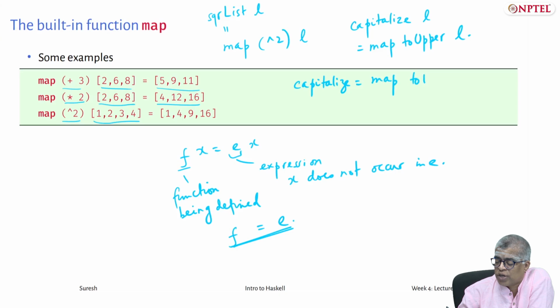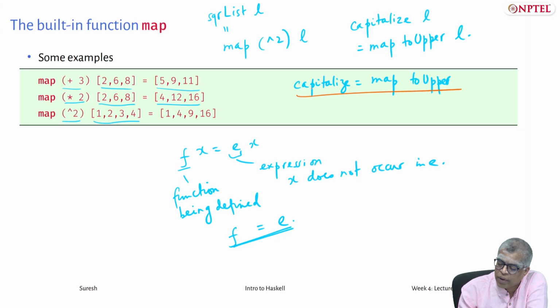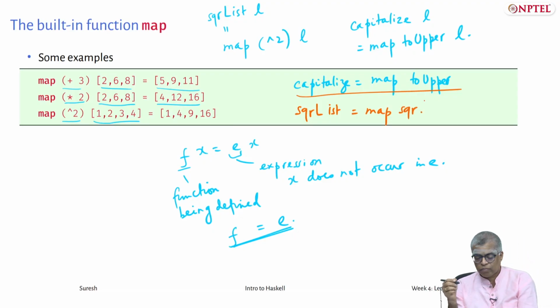You are describing what that function means. To describe what that function means, you don't always need to specify what that function does on a particular argument. You don't need to name the argument. It suffices to say that capital I is just mapping 2 upper, or square list is nothing but mapping the square, raised to the power 2 operation. Okay. So you don't need to mention the list always. So therefore, we would prefer to write it this way: capital I equals map 2 upper, square list equals map square, etc.